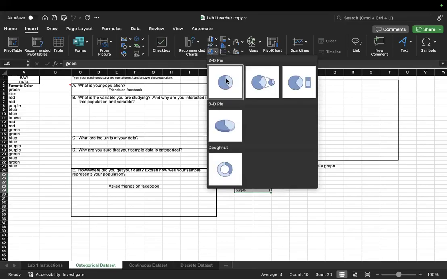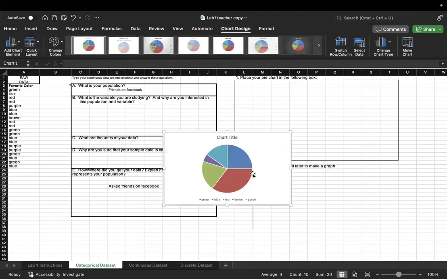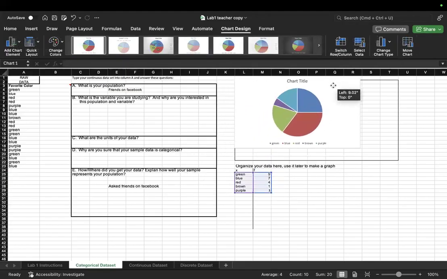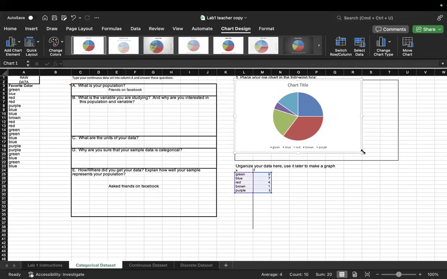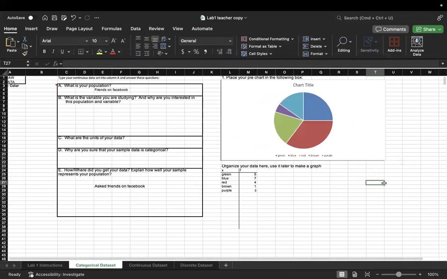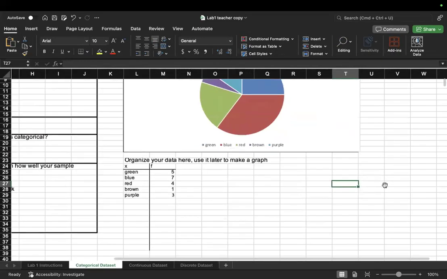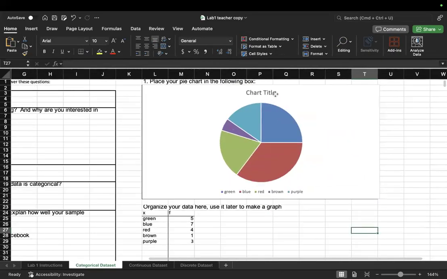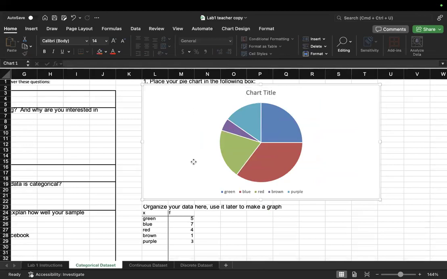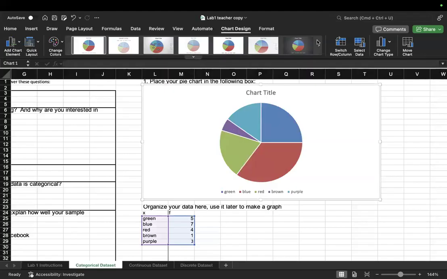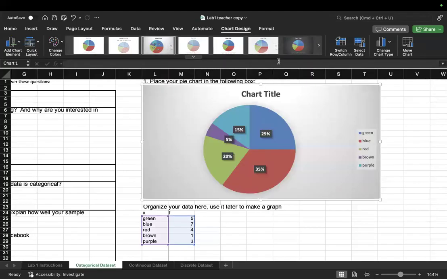Now you can have a little bit of creative freedom here with your pie, but I'm just going to get a regular one. I'm going to put this here and do some finagling, fixing things a little bit. The first thing I'm going to do is change my chart title. Actually, before I do that, hold on. In chart design, you can play with it. I want one that has percents. I forgot to show you that. You want one with percents.